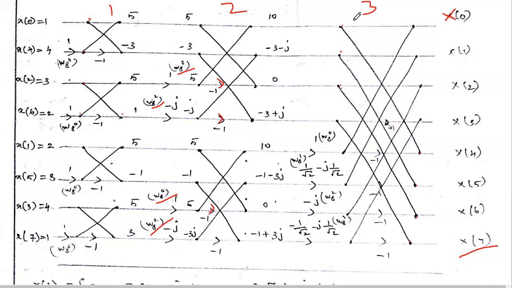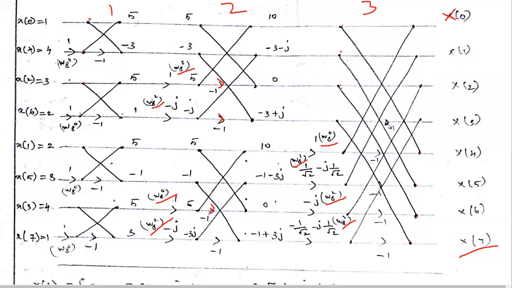In the third stage, totally 8 lines. In the lower 4 lines, we have to use the twiddle factors. The first twiddle factor is W8 power 0. The next one, W8 power 1. In third, W8 power 2 and W8 power 3, in the same order. And the same 4 minus 1 we have to place within the butterfly. So this is about the diagram.